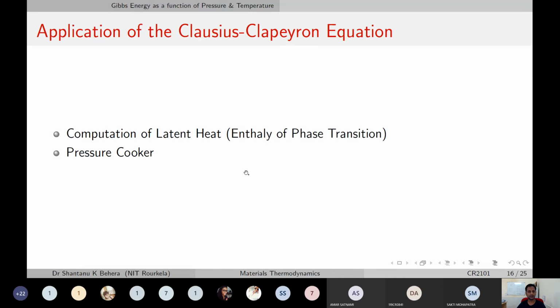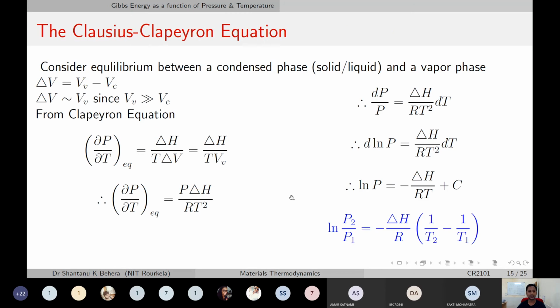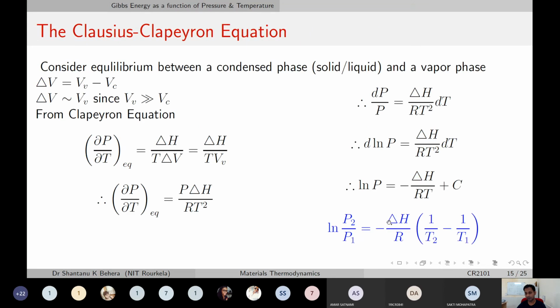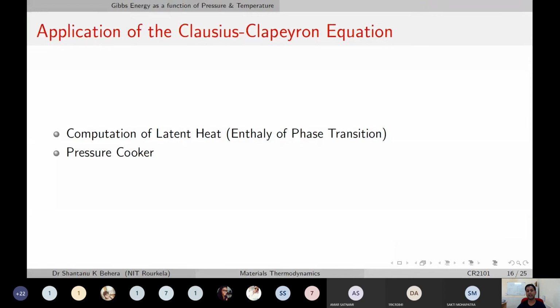Okay, now we'll just do this and wrap it up. So how do you use these reactions to compute the latent heat, which is the enthalpy of phase transition? For example, you don't know how much heat is required for a conversion from one phase to another, but you can set the pressure and measure it, and you can also measure the temperature. From this you can plot the curve between P and 1 by T, and then we find the slope is del H by R, right? And that will allow you to compute the latent heat of phase transition.